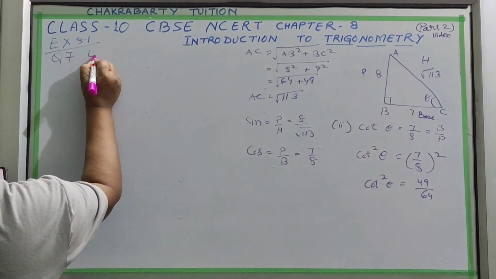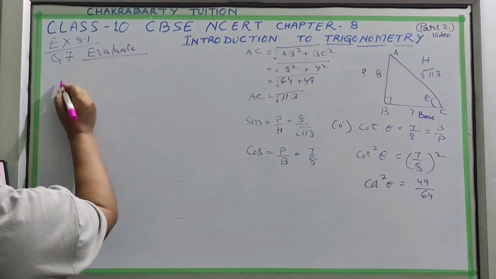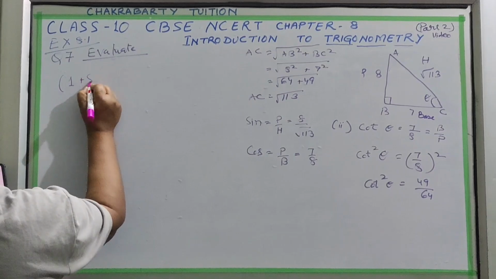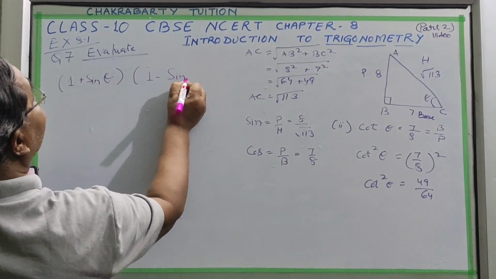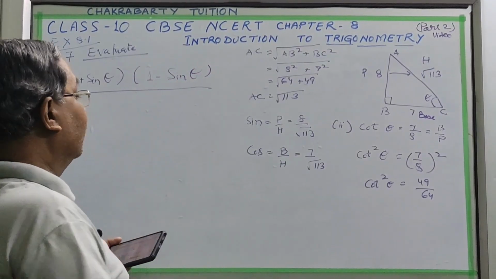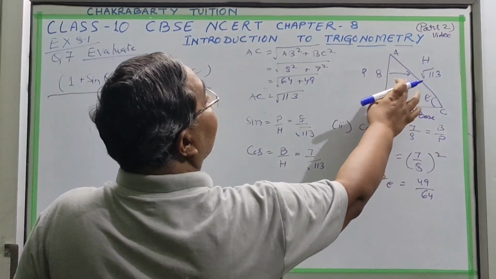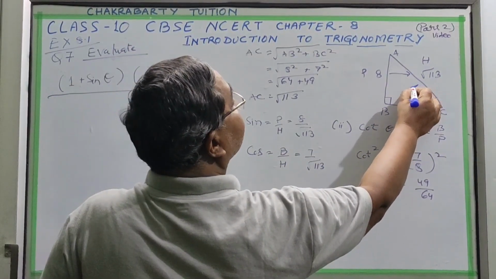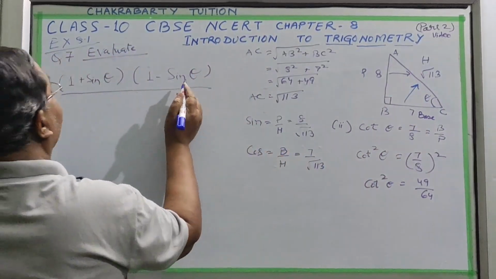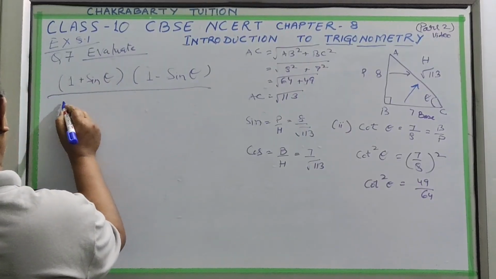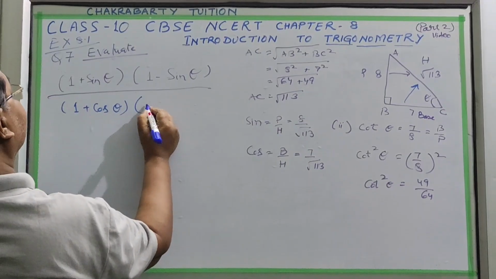Now evaluate. What you have to evaluate? 1 plus sine theta multiplied by 1 minus sine theta. And so here sine is this one and cos is from here to here. It is cos, so 7 upon under root 113. Okay, so this is given and you have to find 1 plus cos theta multiplied by 1 minus cos theta.